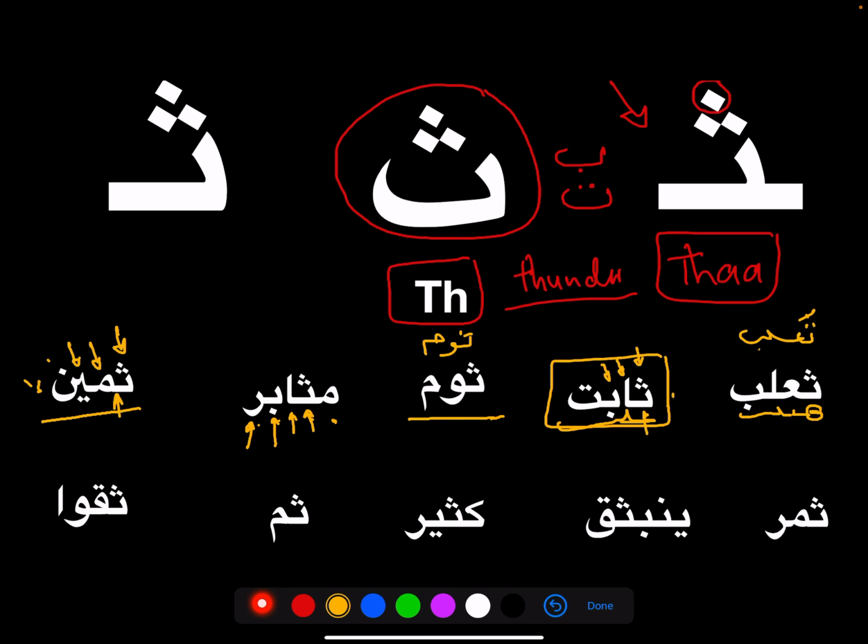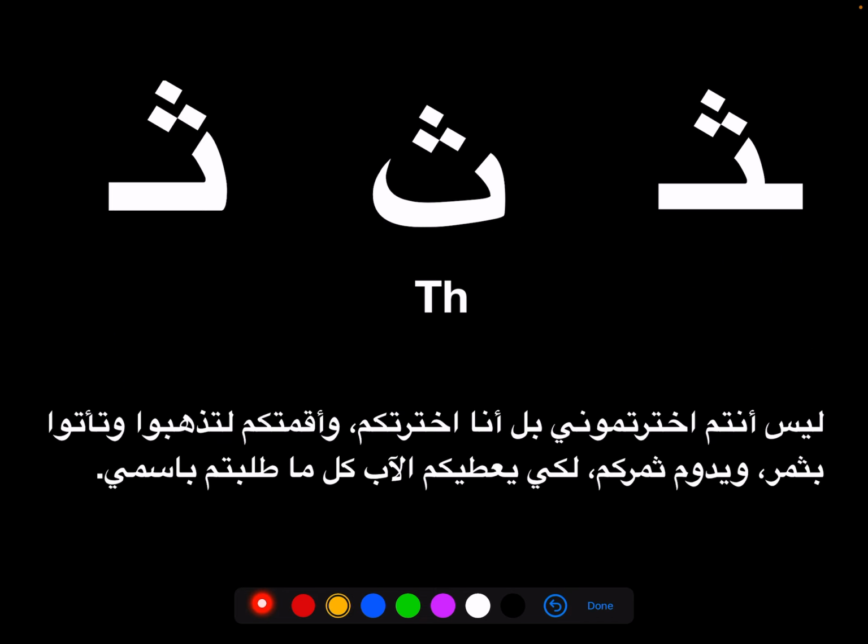Let's put other tha letters. Thamar, meaning fruit, tha. So we have a tha over here. Yanbathik, tha over here. Yanbathik, we've studied that. Yeah, this is ba, tha. Kathir, thumma, meaning then, over here. And then thiqa, trust. Thiqa, thiqa. Try to spot that tha here in these words.